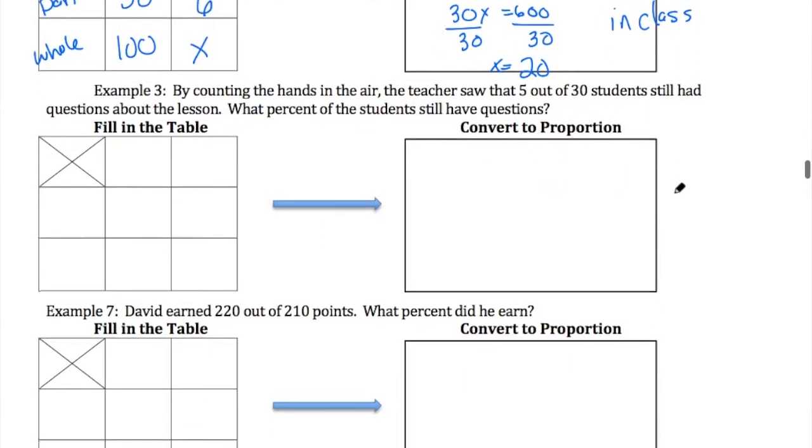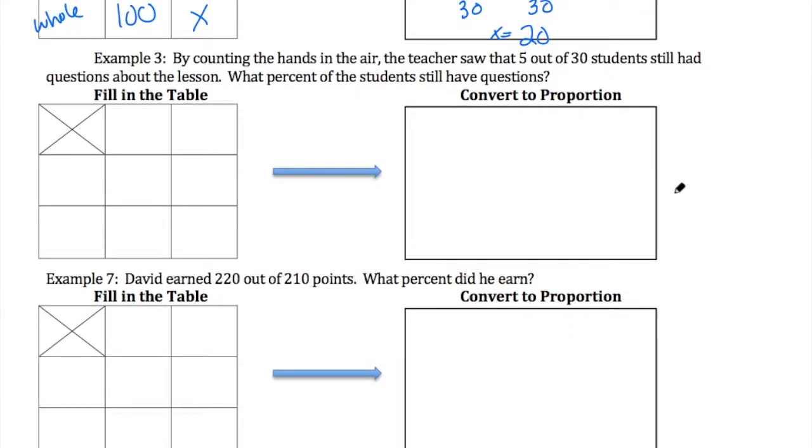All right, third example. By counting the hands in the air, the teacher saw that 5 out of 30 students still had questions about the lesson. All right, so let's start filling out our labels. So again, we're kind of dealing with a part and a whole. And here we've got our percent. And this time we're talking about really hands and maybe kids in the class.